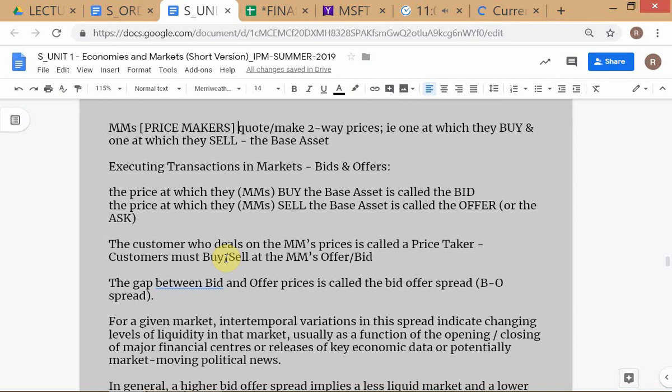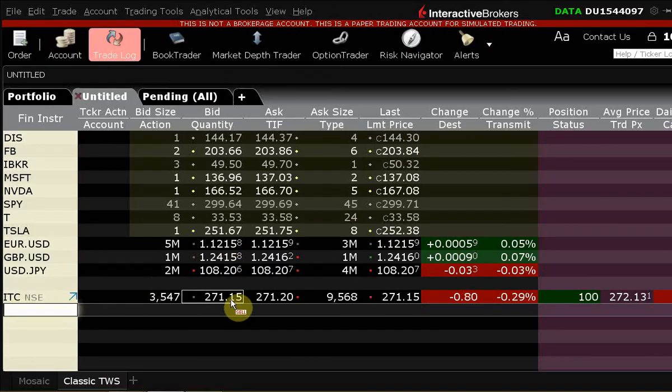This is clear so far? Market maker quoting prices, quoting two-way prices, bids and offers. He buys on the bid and he sells on his offer. This is clear? So when I go and trade on Shivam's prices, if I want to sell, I have to sell at 15. And if I want to buy, I have to buy at 20. Everyone is clear now?